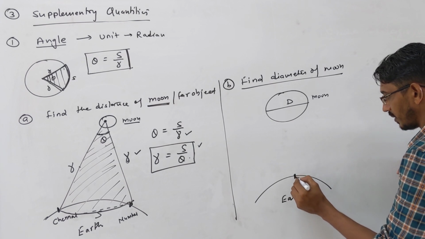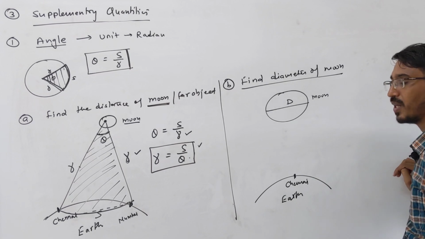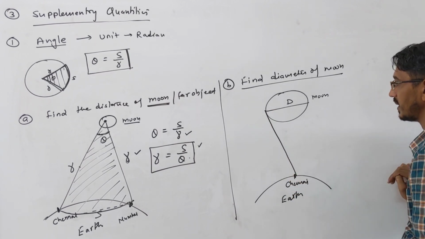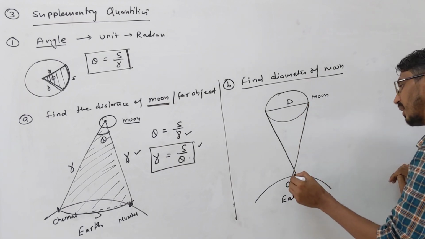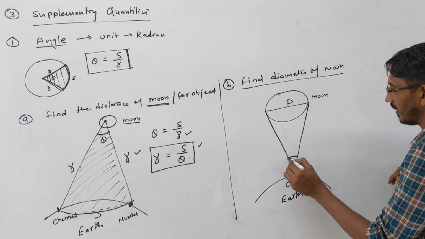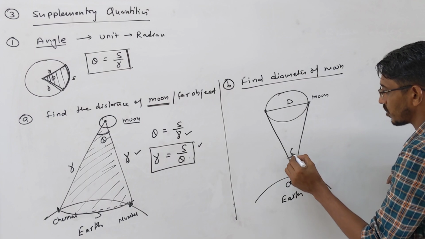This is our Chennai city. Now what we do? Watch the moon's one end from Chennai like this. Then you watch the other end of the moon like this. This angle that the diameter will subtend, we can calculate with the help of our instrument.